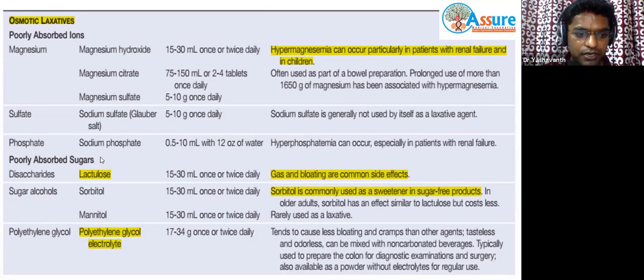Then there are poorly absorbed sugars. I told you lactulose and lactitol, but these are known to cause gas or bloating as common side effects. So you have to see whether the patient has any of these. Then sorbitol, as I told you, is used as a sweetener in sugar-free products. Next is PEG. PEG causes less bloating compared to lactulose, and sometimes it even works better than lactulose in a few patients for unknown reasons. So you can use it in those conditions.